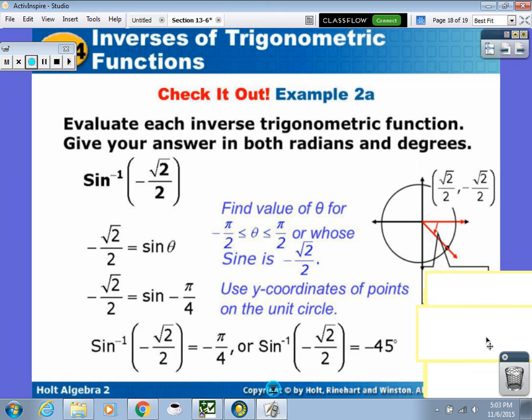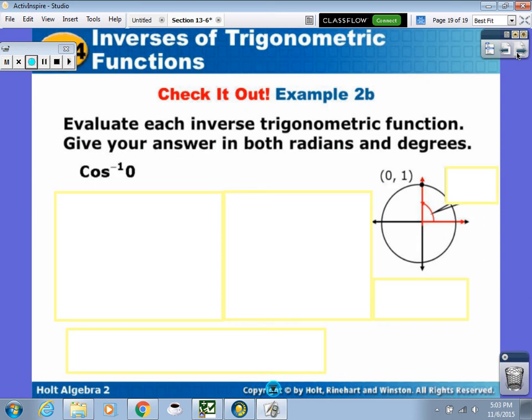We can calculate that both in degrees and radians. And that degree measure is negative 45 degrees. On the next one, we're now looking at the inverse cosine of 0. Pause the video, resume when you're ready to check your work.